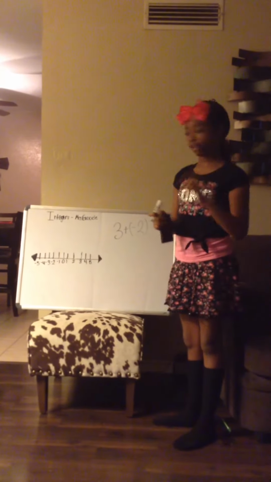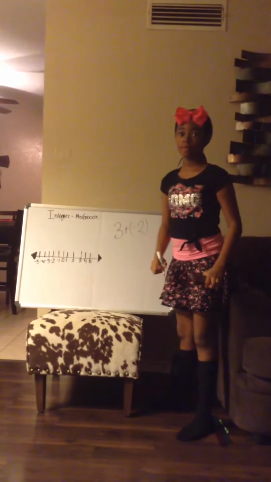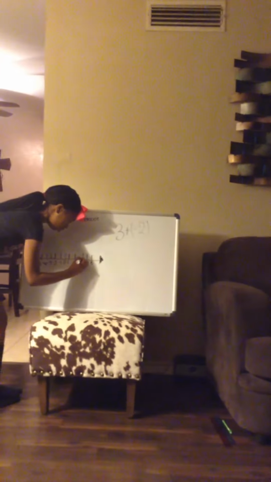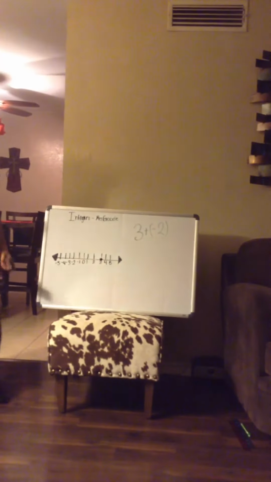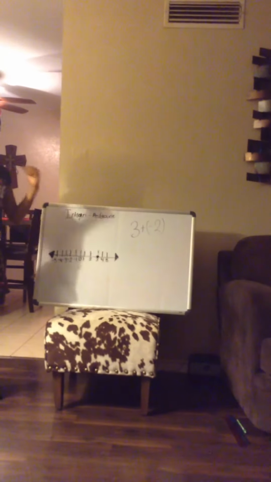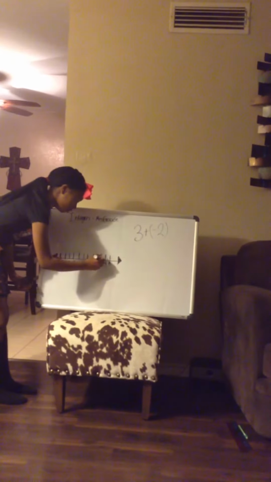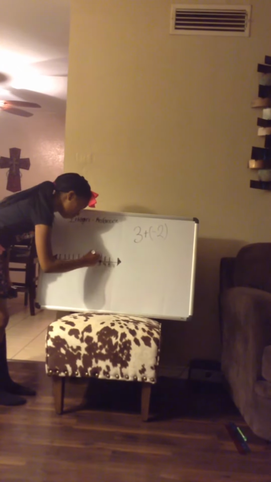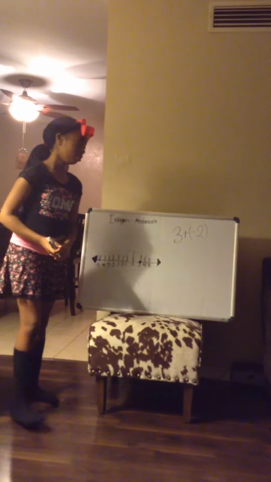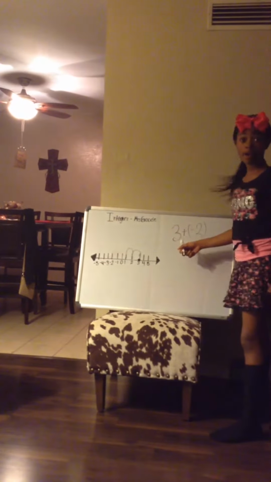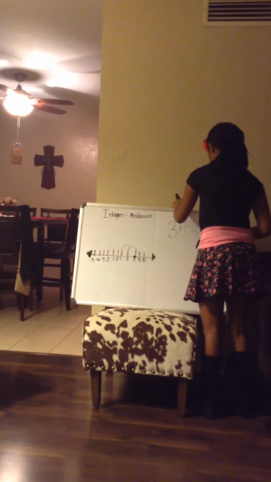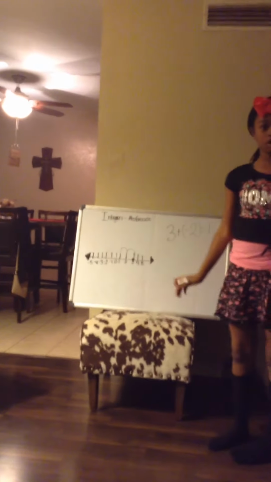So the first step we have to do is place a dot that marks +3. Then we have to move 2 spaces to the left to mark the -2. Indicate your movement. 1, 2. We will end up on +1. So 3 plus -2 equals +1. Does anybody have any questions at this point?